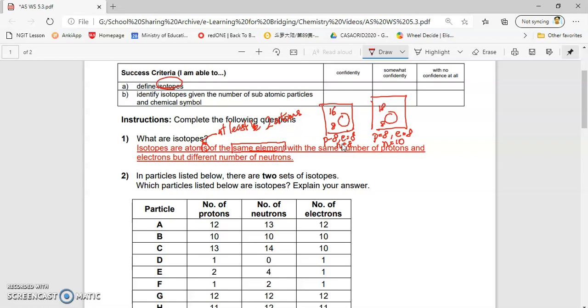Hence, these two oxygen atoms are isotopes because they have the same number of protons, same number of electrons, but different number of neutrons. So isotopes are atoms of the same element with same number of protons, same number of electrons, but different number of neutrons.